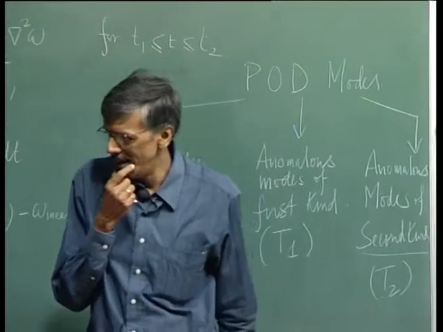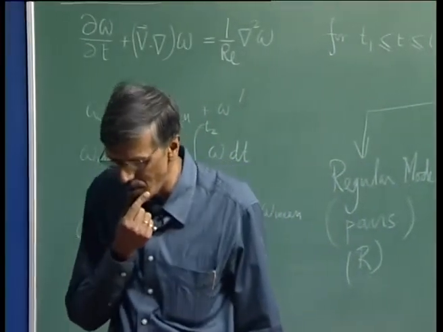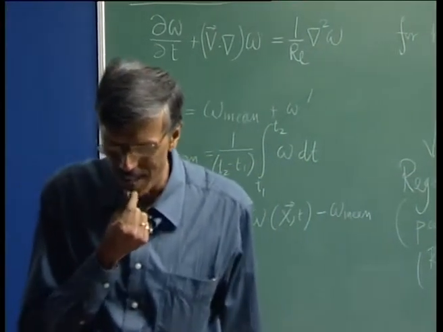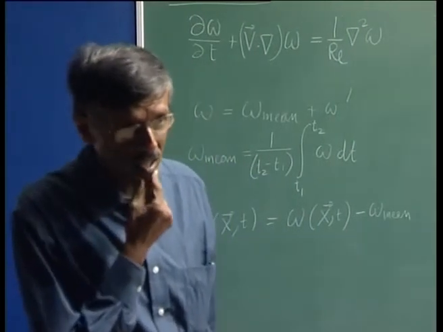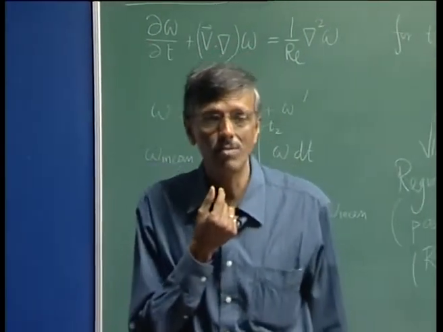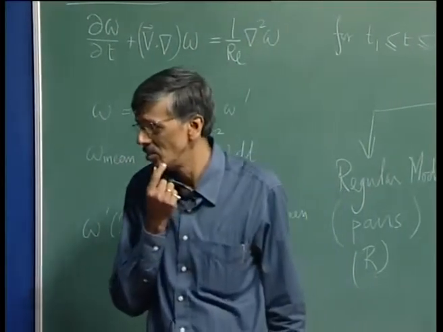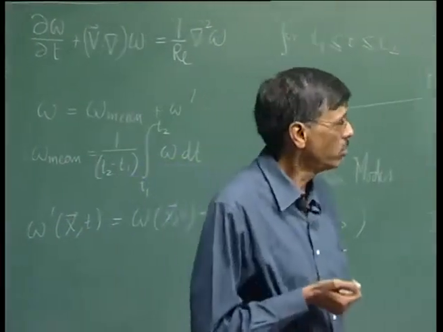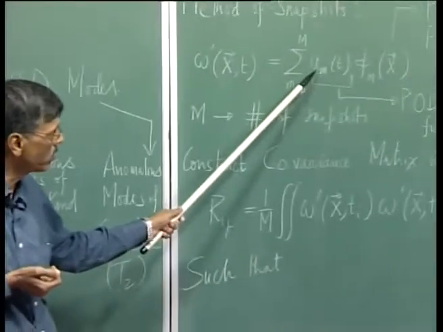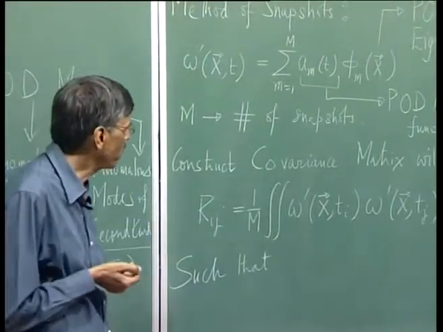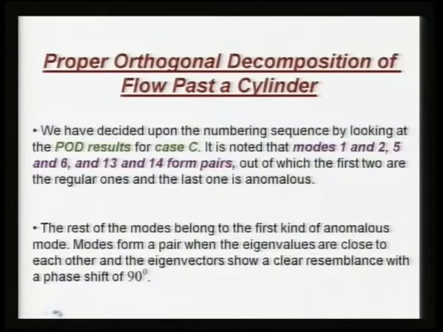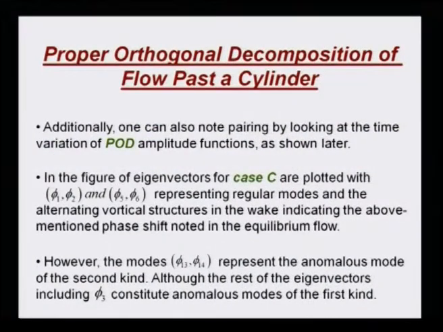Now, what we have just seen is how lambdas vary and how phi j's vary, but we still haven't talked about the time variation. So we need to do that. To do that, we need to find out what this POD amplitude function is going to be. We have talked about all of this. We just want to point out one thing about case C.